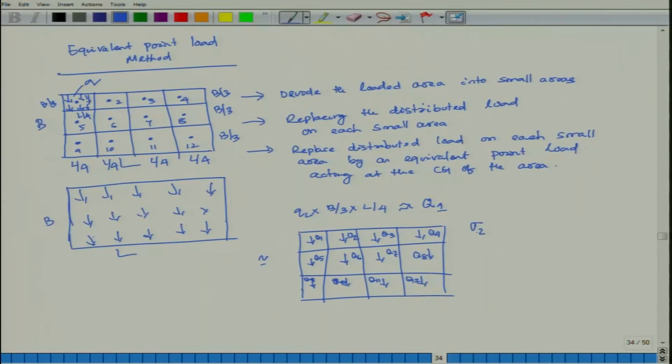What does it mean? Sigma z is equal to point load Q1 into influence factor I1, plus Q2 into influence factor I2, and so on, plus Qn into In, divided by z square, which is equal to 1 by z square times the summation of i equals 1 to n of Qi into Ii.